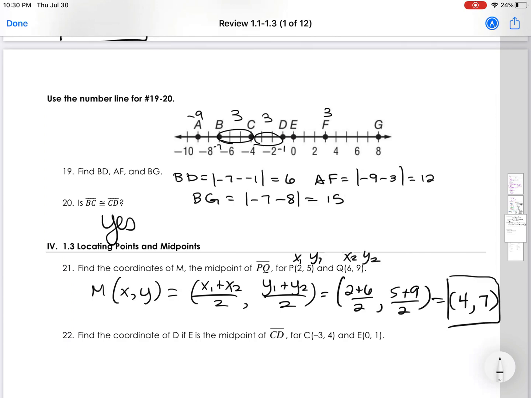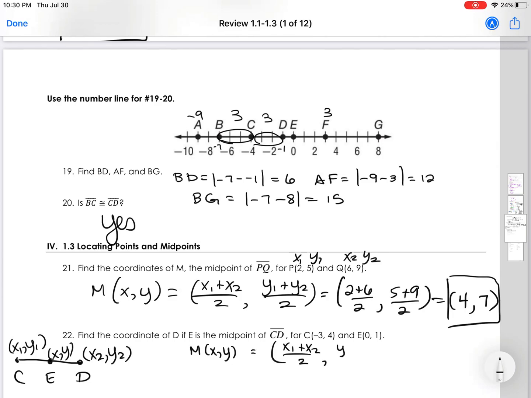Next, we want to find the coordinate D if E is the midpoint of CD. So E is the midpoint, okay? Here's CD. E is somewhere in the middle. All right, so C would be my x1, my y1. D would be my x2, my y2, remember my endpoints. And E would be my x and my y, my midpoint. Okay, so if my midpoint is x comma y, x1 plus x2 over 2, comma y1 plus y2 over 2.